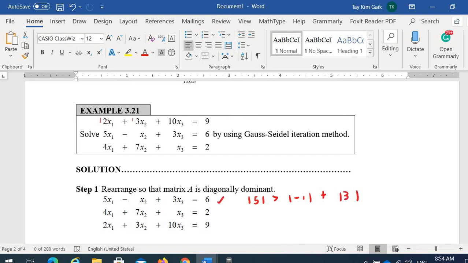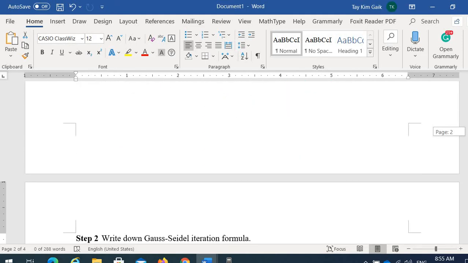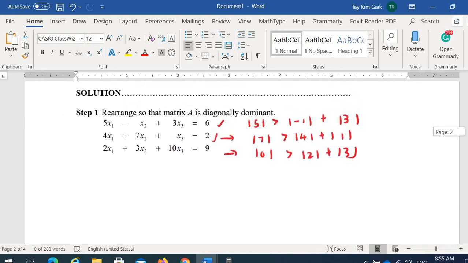And hence, after you swap, you take the third row as the second row, and you see the modulus of 7 is actually greater than the modulus of 4 plus the modulus of 5. So this is correct. And you see now the first row becomes the third row. In the third row, you have the modulus of 10 greater than the modulus of 2 plus the modulus of 3. So this is diagonally dominant. If diagonally dominant, then we can solve it using the Gauss-Seidel iterative formula.